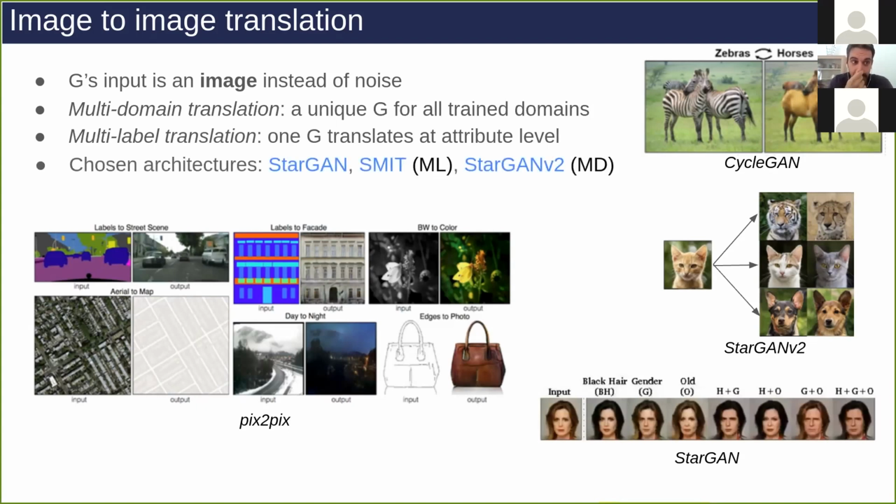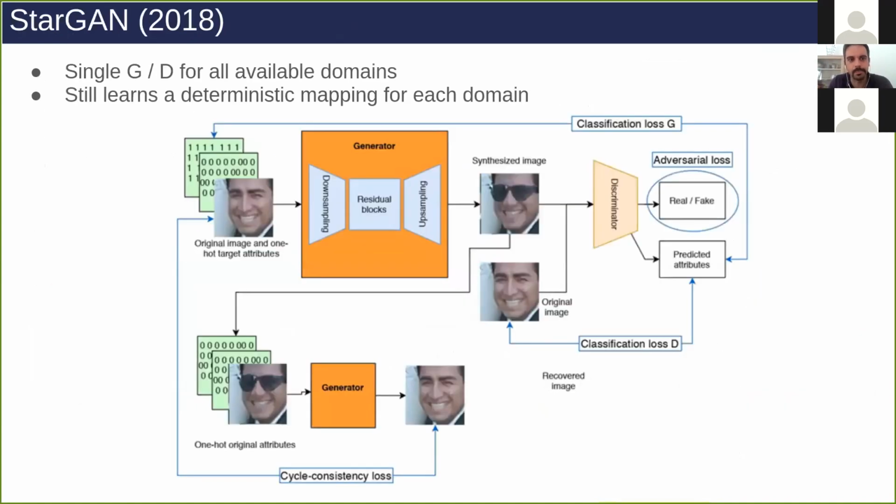And well, at the time of the project, we chose these architectures: StarGAN, SMIT, which are both multi-domain, multi-label translation, and StarGAN v2, which is a multi-domain translation. So they are a bit different. We will review them right now.